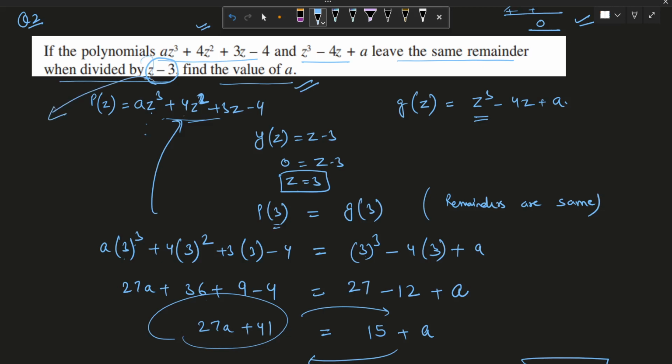You will get z as 3. वो 3 को आपको पॉलिनोमियल में रखना है z की जगह, इस पॉलिनोमियल में भी रखना है, और दोनों के रिमाइंडर्स इक्वल हैं. सो यू हैव टू इक्वेट देम इक्वल. ओके, और आपके पास a का वैल्यू आ जाएगा.